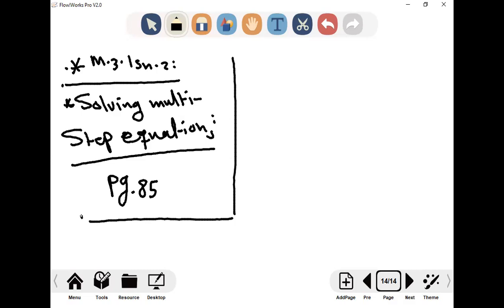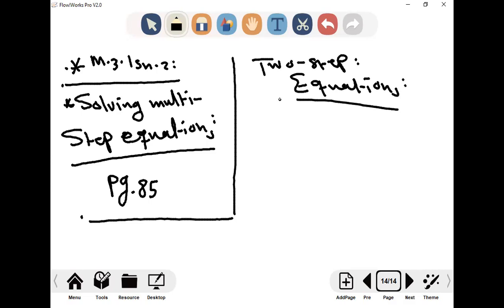Now, we took one-step equations, right? One step can be addition, subtraction, multiplication, or division. Now we'll take more than one step. It can be 2 steps, 3 steps, and more, right? So I will start with two-step equations. What do I mean by two-step equations?